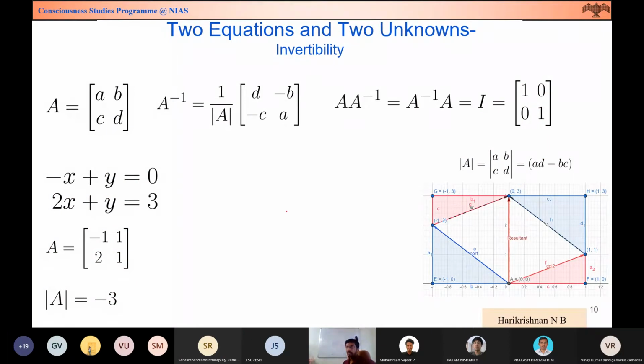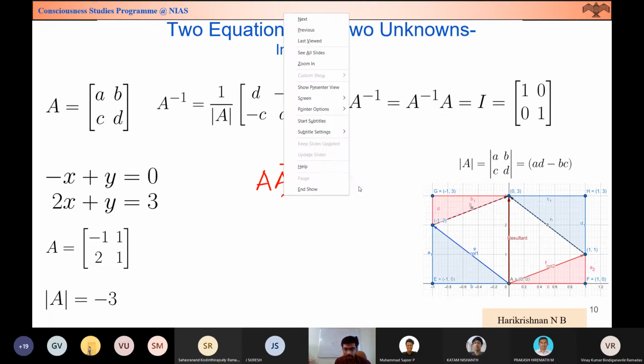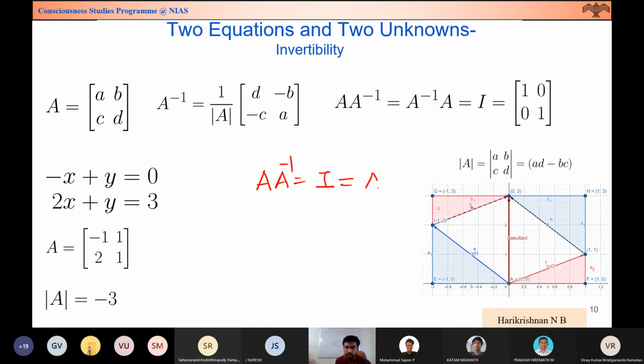So invertibility. When we say a function is invertible, when do we say a function is invertible? The function is one-one and onto. Similarly, there is a notion of invertibility for matrices. So when do I say a matrix A is invertible? When I can write A times A inverse, if I get an identity matrix, then the inverse exists. To be more precise, it is also equal to A inverse A. So A inverse is the inverse of A. And when does it exist? When the determinant is not 0.